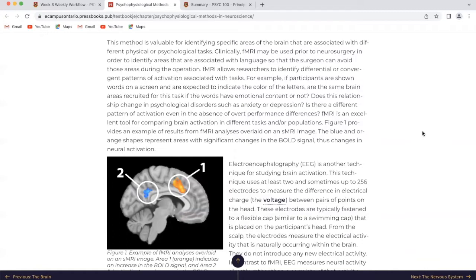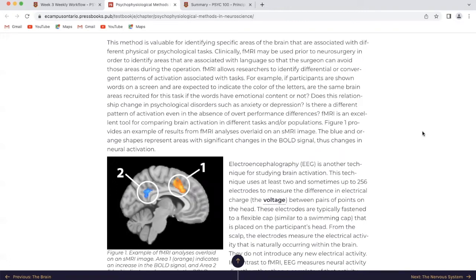fMRI allows researchers to identify differential or convergent patterns of activation associated with tasks. For example, if participants are shown words on a screen and are expected to indicate the color of the letters, are the same brain areas recruited for this task if the words have emotional content or not? Does this relationship change in psychological disorders such as anxiety or depression? Is there a different pattern of activation, even in the absence of overt performance differences? fMRI is an excellent tool for comparing brain activation in different tasks and/or populations.